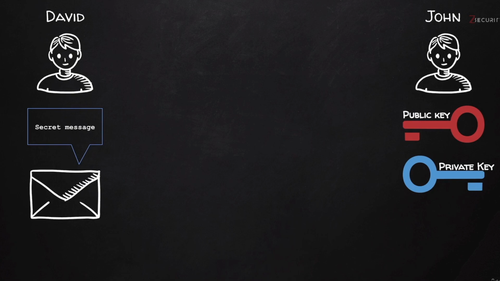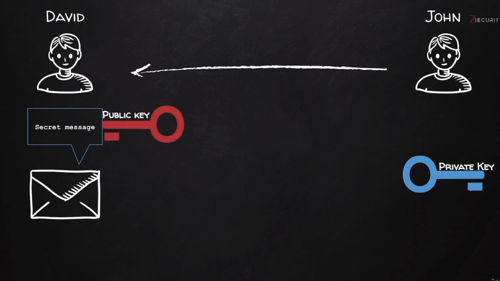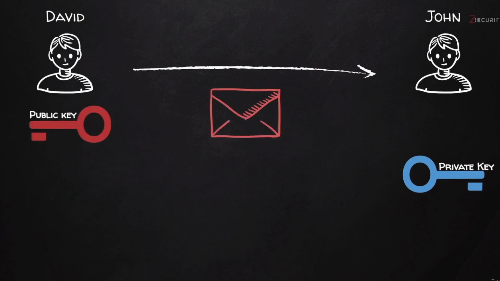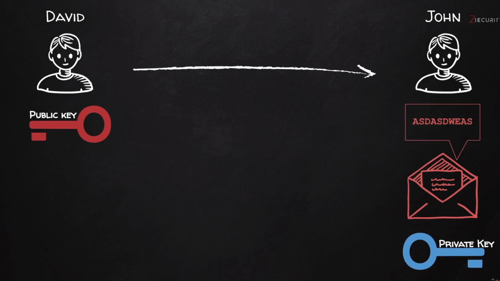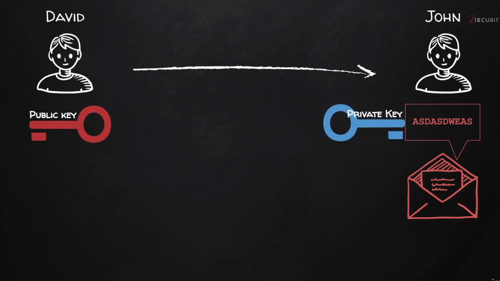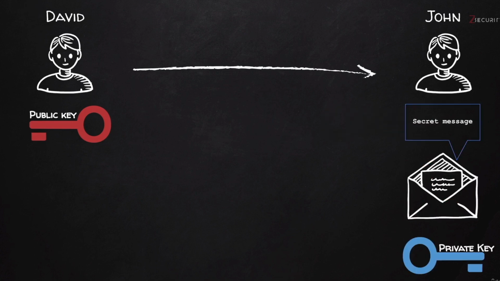Now, as I explained in the previous lecture, for this to work, the receiver, which is John in this case, has to first generate a key pair, a public key and a private key. He will share the public key with the person who he wants to receive data from. That person, who is David in this example, will use the public key to encrypt the message and send it to John. The message will be unreadable unless the private key is used to decrypt it.